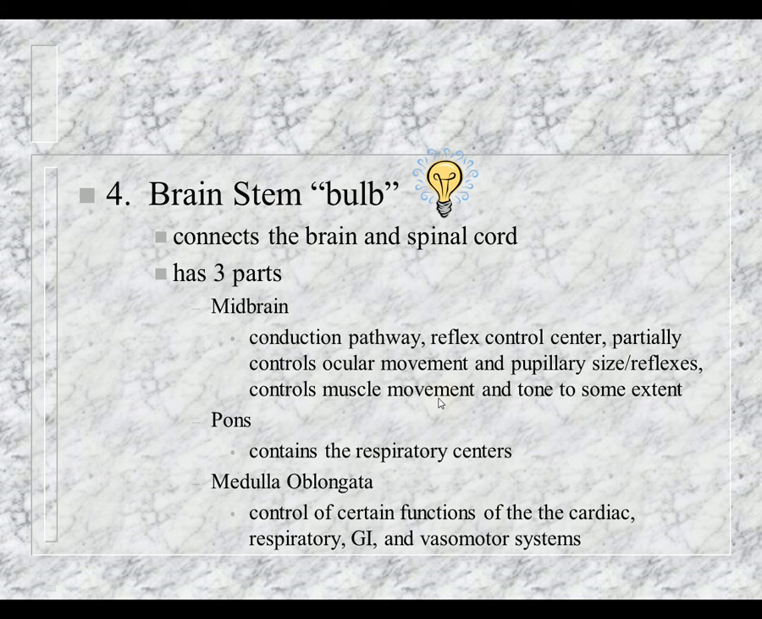The brainstem, which is the stalk that connects the brain and the spinal cord, has three parts, the midbrain, the pons, and the medulla oblongata. The midbrain is kind of like the pathway or reflex control center, whereas the pons has the respiratory center, and that's important to know later on when we talk about some of these disorders like anencephaly. And the medulla oblongata controls certain functions of the cardiac, the respiratory, the GI, and vasomotor systems. So if you have damage to the medulla oblongata, you can see where you're going to have issues for a lot of different systems.